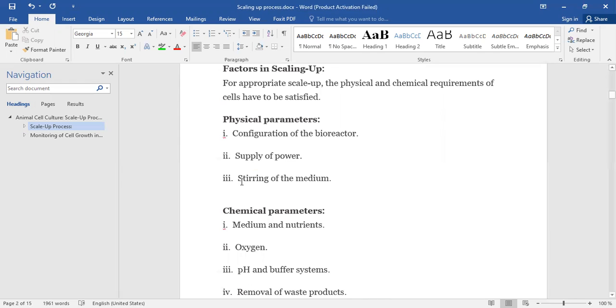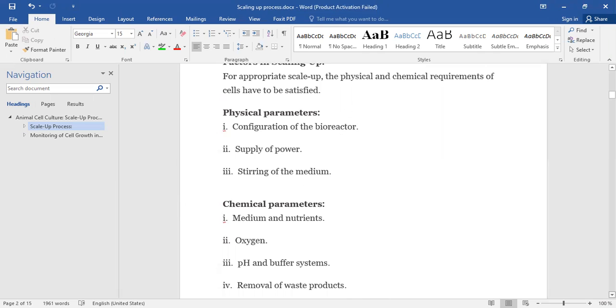And the next is stirring the medium. Stirring, is there any stirring or is there not any stirring? On the basis of the type of the cells, it will depend. Okay, these parameters will determine. The next parameter is the chemical parameters.